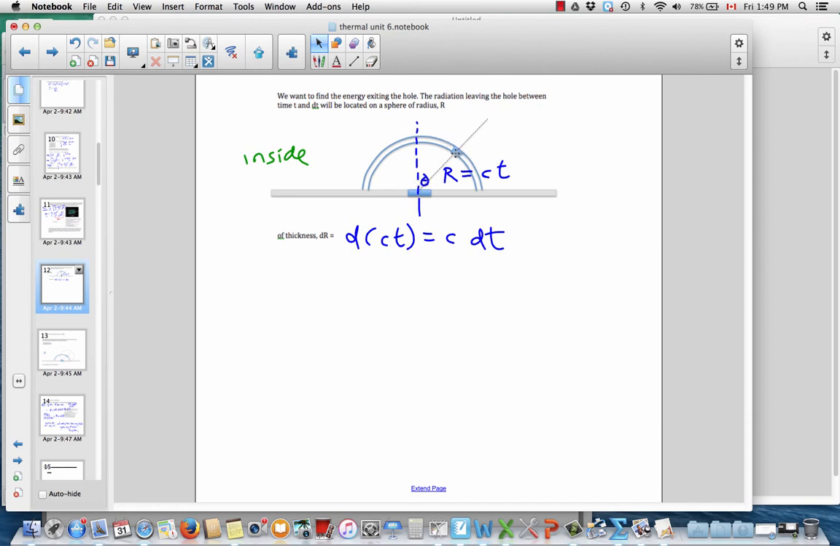Now, not just radius r, but a little bit further, like dr, would also reach that hole in time t, between time t and t plus dt. And so the thickness of this sphere will be dr, or c dt. Okay, so now, this is the radiation coming from here that's going to hit the hole, but of course, not all the radiation coming from there is going towards the hole. Only a part of it is. So we've got to do some more accounting.